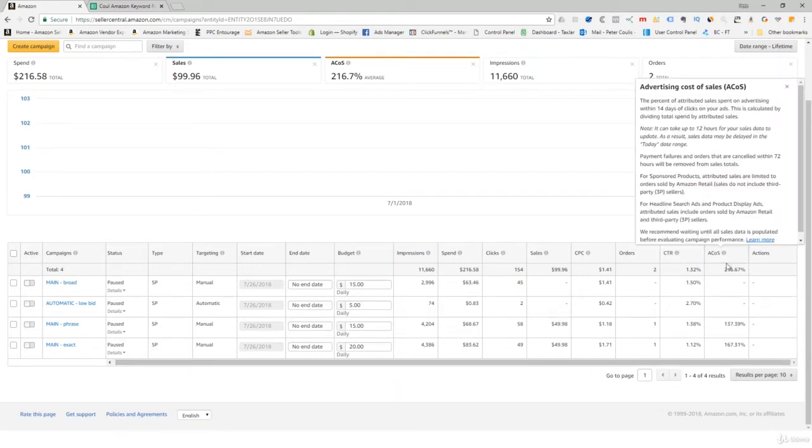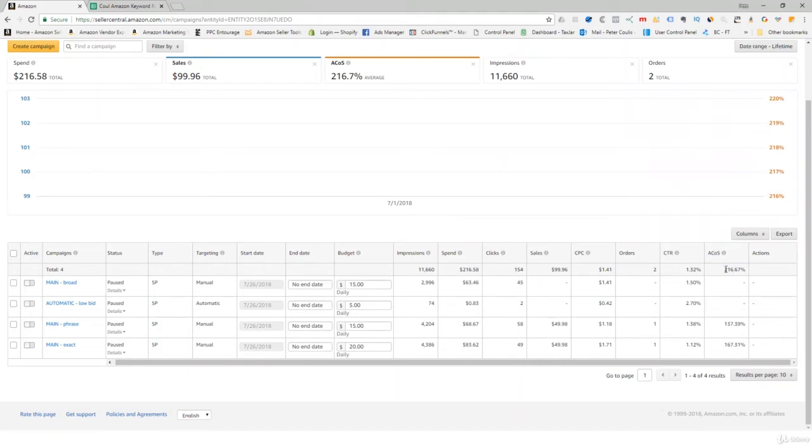So, no, it's a bad ACOS. The lower the ACOS, the better. That's the thing I want you to realize. So, 216 bad, 10% would be incredible. And what exactly does ACOS mean?